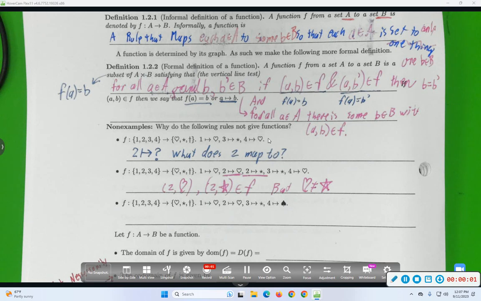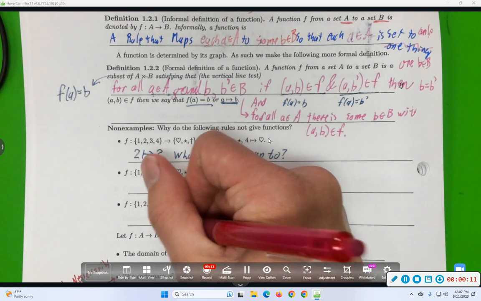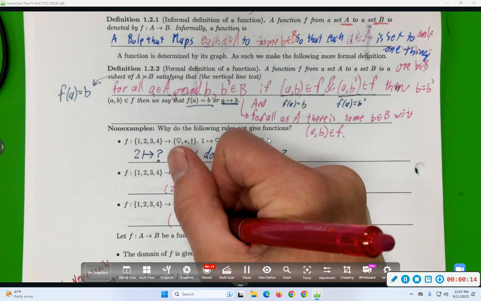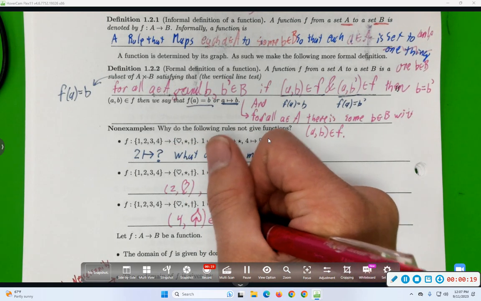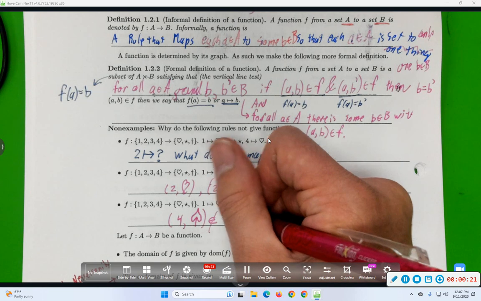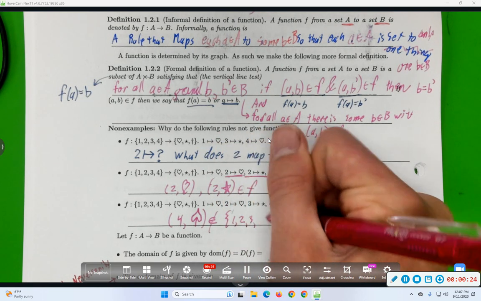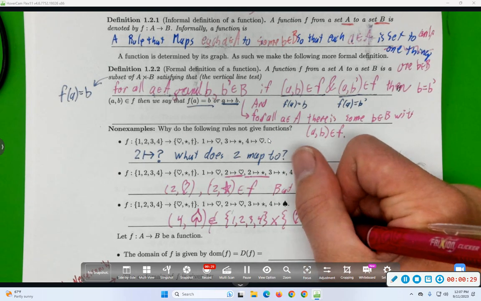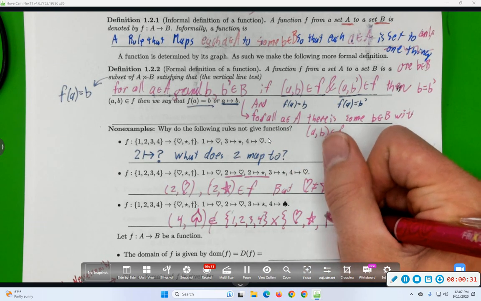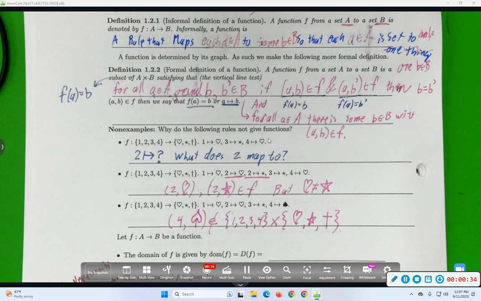First one, why is that not a function? Yeah, spade isn't in the... Yeah, and that's exactly the right one. Since spade is not in the codomain, for comma, spade isn't even an element of it. So that's just a very informal way of talking about this.